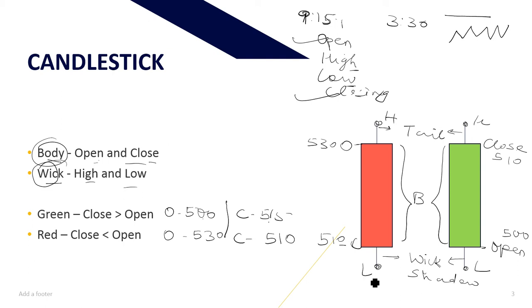this part, lower wick. Let's say here the stock made a high of 535 and a low of 508. It will appear like this. Here let's say it made a high of 515 and it made a low of 495. So this is all about candles, friends.